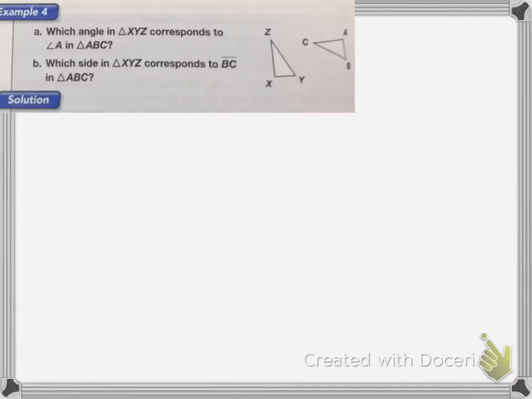Now with these triangles, it wants to know which angles correspond to each other. So correspond means they're in the same location and they are equal to each other. So it wants to know angle A here is the same as which angle in X, Y, and Z. So if we look at it, in this case it helps to be able to rotate the book, but it looks like angle A is in the same position as angle X is over here. So it's going to be angle X.